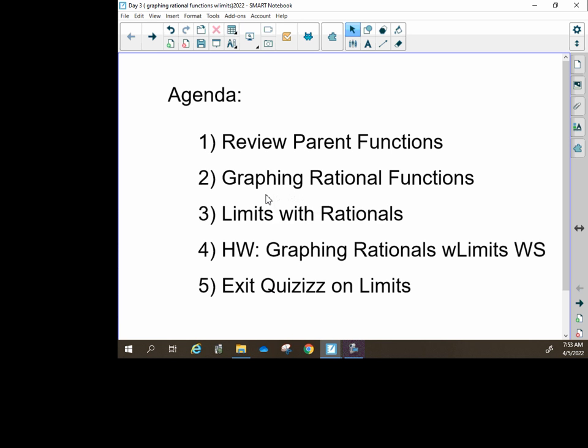Alright, just going to review quick what our parent functions are. Okay, we're going to go further into graphing rational functions. And then I have a worksheet on graphing limits of rational functions.